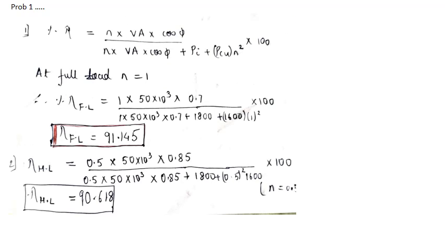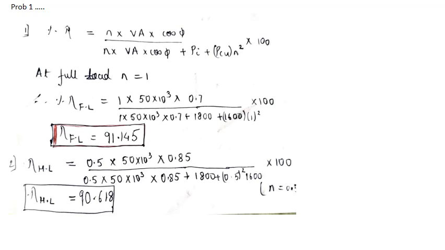Now in the first part, we need to calculate the efficiency at full load. If it is at full load, then the value of n automatically becomes equal to 1. So the formula will be n into VA into cos phi divided by n into VA into cos phi plus Pi plus n square P copper.